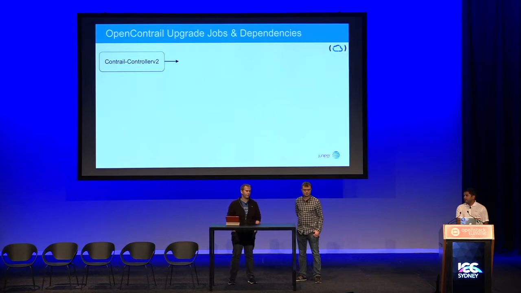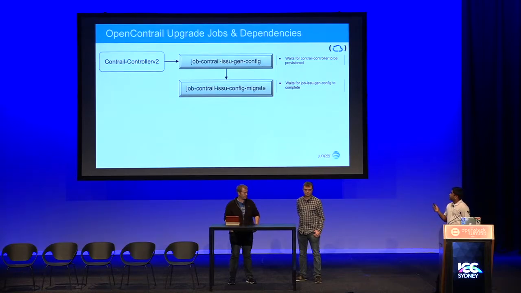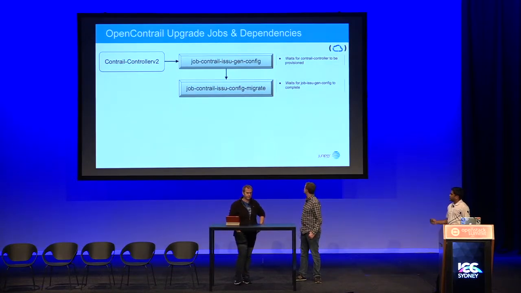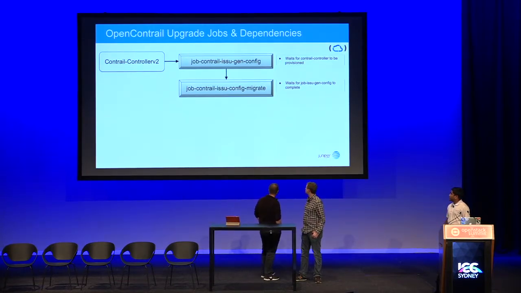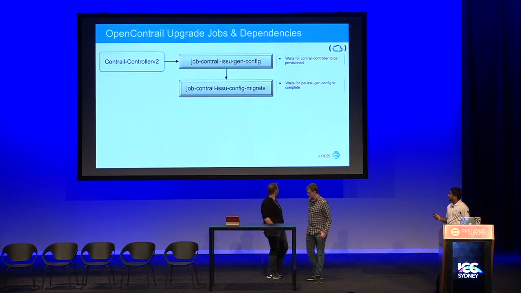So the main requirement is that the control controller v2 to be running, and then, sorry, I forgot to use the flicker. Okay, so there you go. So basically, control controller v2 should be implemented, and then it will spin the generate config job. So the migrate config job will wait for the generate config to complete, because it needs a file which will be generated from the generate config job so that it could start the upgrade process.